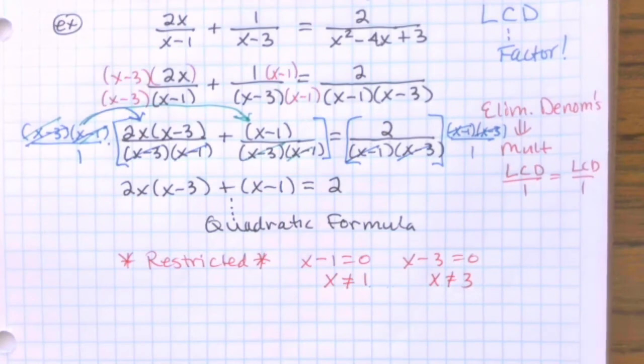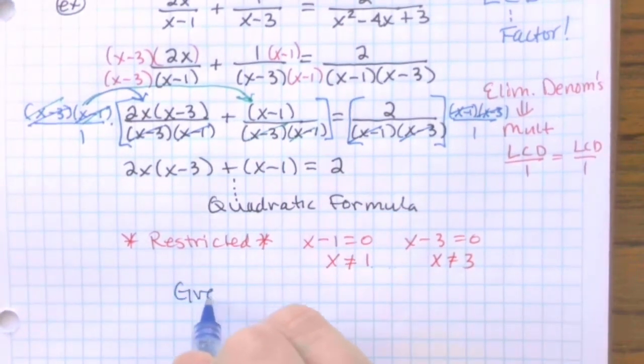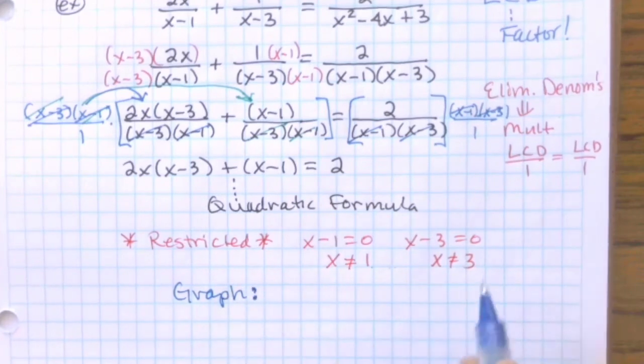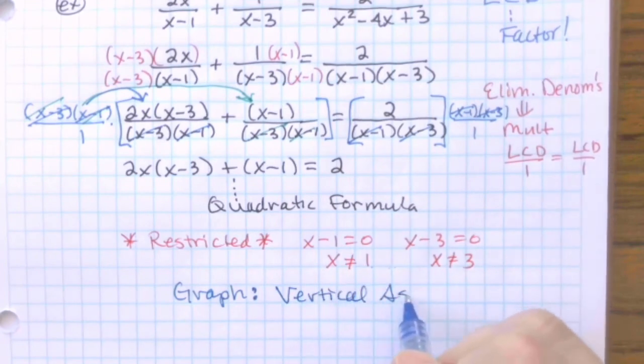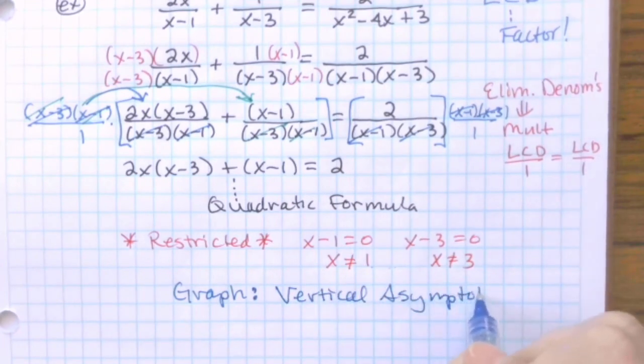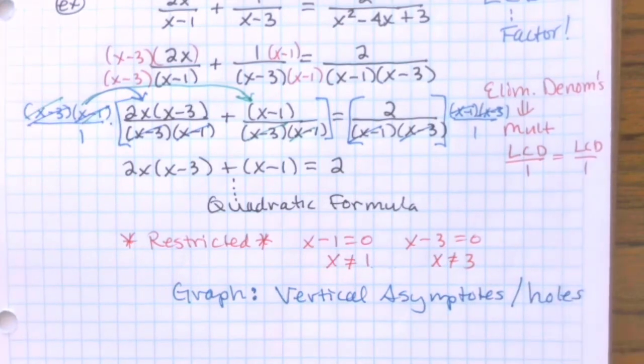By the way, on the graph, 1 and 3 would be vertical asymptotes or holes, because those are restricted values. They are values that x cannot be.